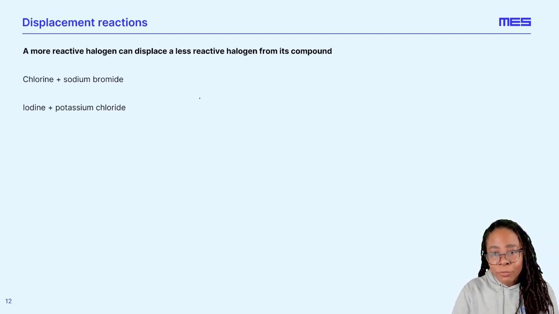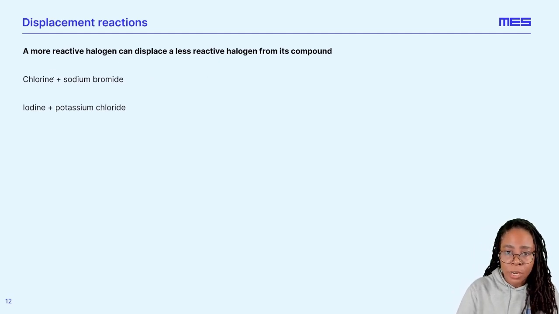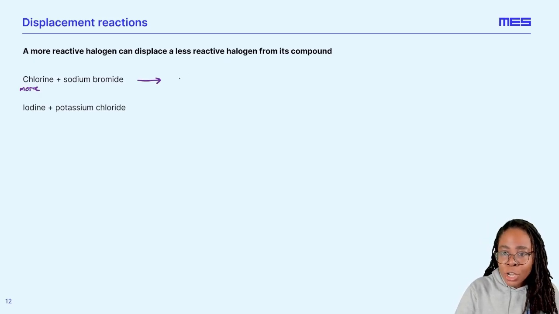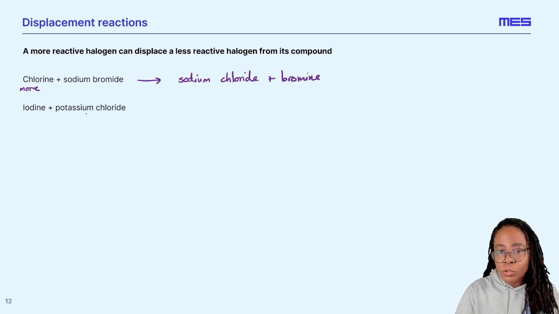Now, looking at some displacement reactions, so these are key reactions of halogens where a more reactive halogen can displace a less reactive halogen from its compound. So, for example, if we had chlorine reacting with sodium bromide, which is our compound, then because the chlorine is more reactive than the bromine, we are going to have the chlorine displace or replace the bromide from its compound. So our products are going to be sodium chloride plus bromine. We've kicked the bromine out and replaced it or displaced it using the chlorine.